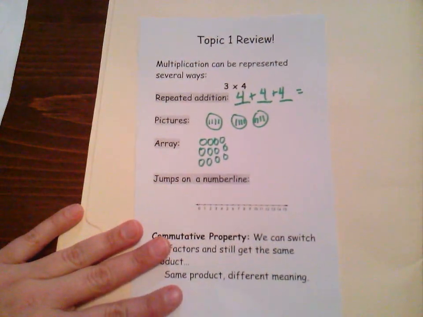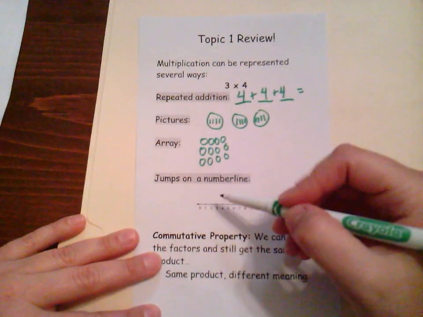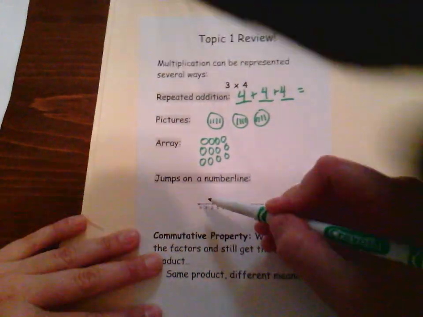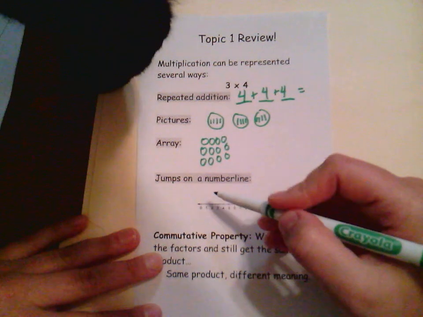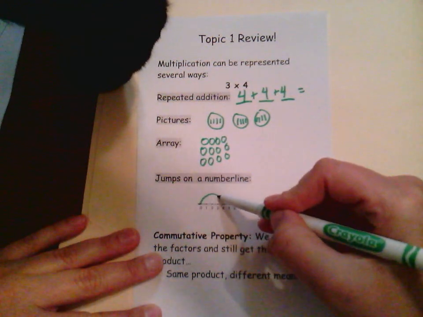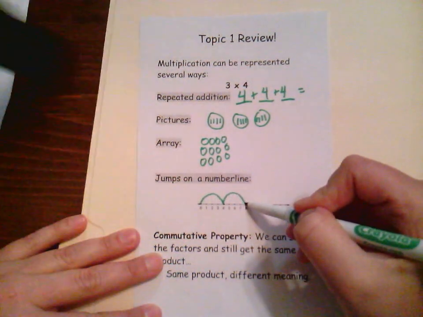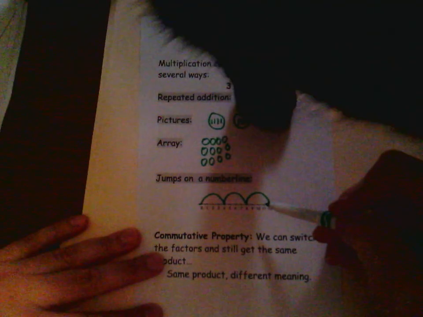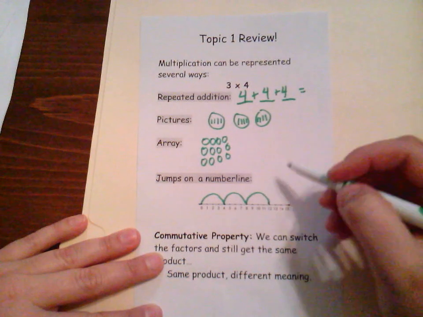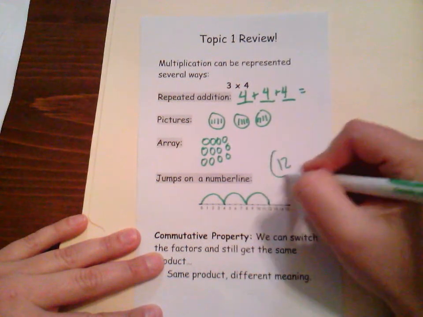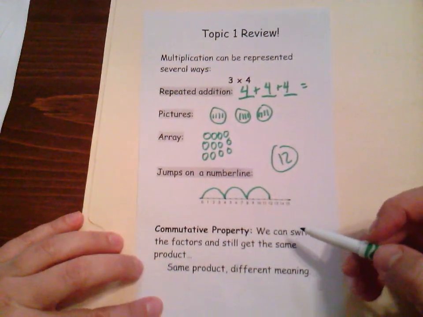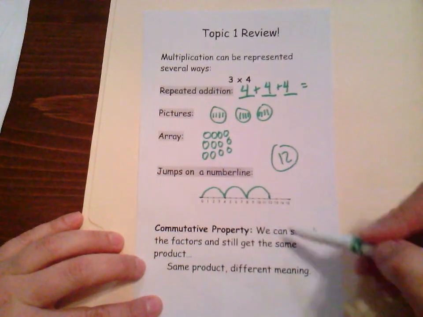When we're looking at jumps on a number line, we would have 3 jumps of 4. So let's do our 3 jumps of 4: 4, 8, and then 12. 3 jumps of 4, and in each case, our answer would be 12.